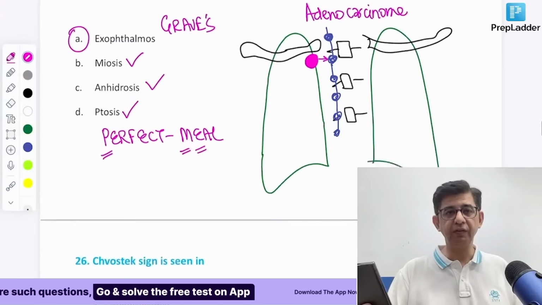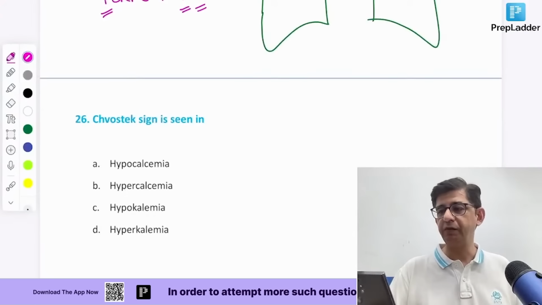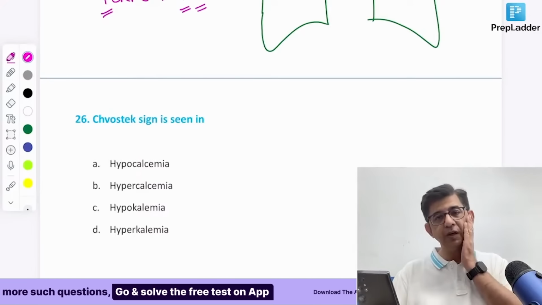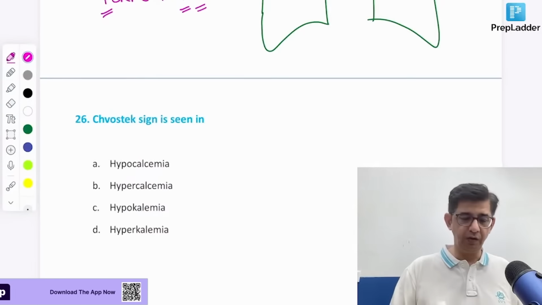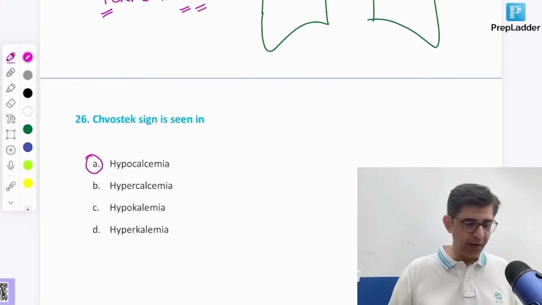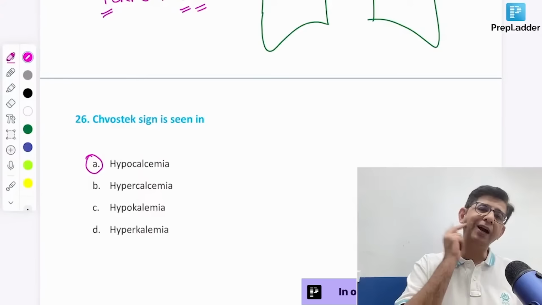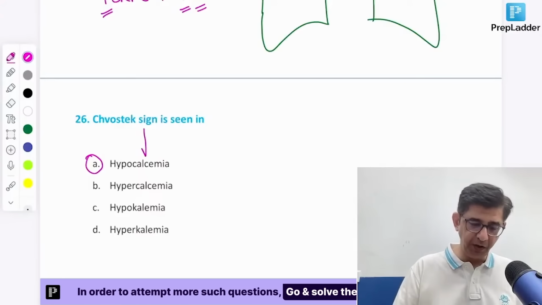We move to 26. Chvostek sign is a feature of. Yes, guys, a very easy question. Chvostek sign implies that this particular patient would be having a calcium deficiency. This is the feature that is seen in option number A, hypocalcemia. The main point is you will tap on the anterior border. That is, circumoral muscle contraction would be seen in this patient.